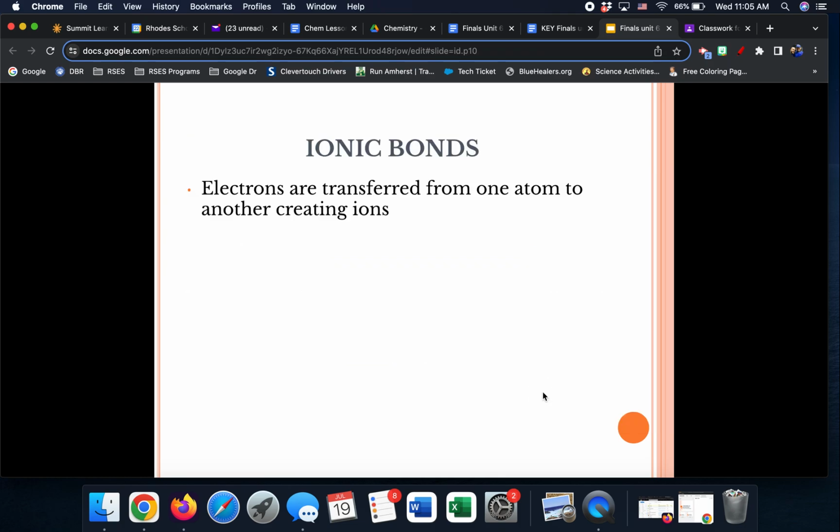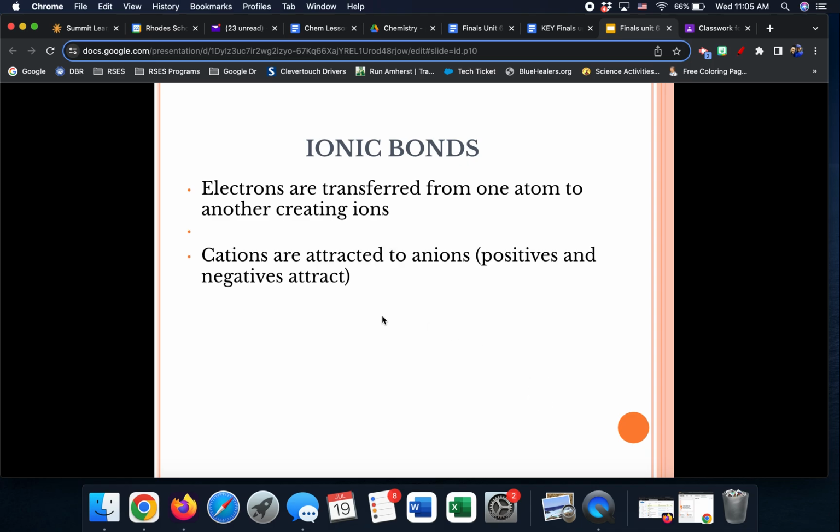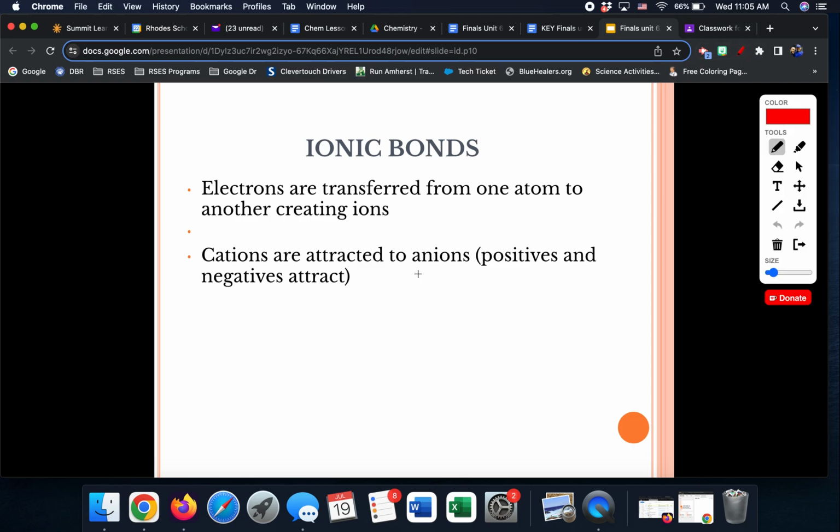A little more on ionic bonds. Remember, we said electrons are transferred from one atom to another because one needs to lose one or more electrons to fill its octet. Another atom needs to gain one or more to fill an octet, so that's why they're transferred. Cations are attracted to anions. Remember the vocab. An for anions means negative. So anions are negatives. They're ions that have gained electrons because now they're negative. Cations are the positive ones.